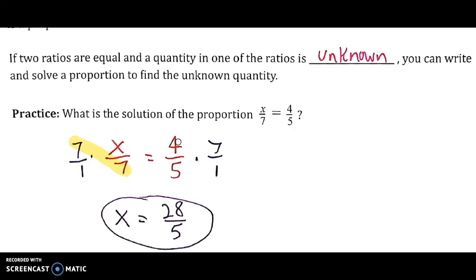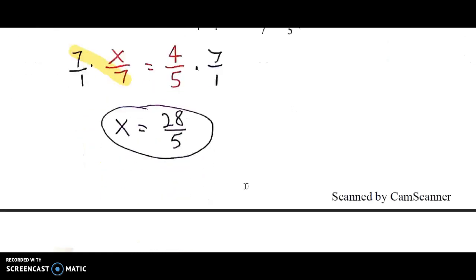And on my other side, if I take 4 over 5 times 7 over 1, there's no cross simplifying I can do. But if I multiply the numerators, I get 4 times 7 to be 28. Denominators, 5 times 1 is just going to be a 5. So I get my answer is just 28 over 5. And again, improper answers are always fine in terms of our fractions.